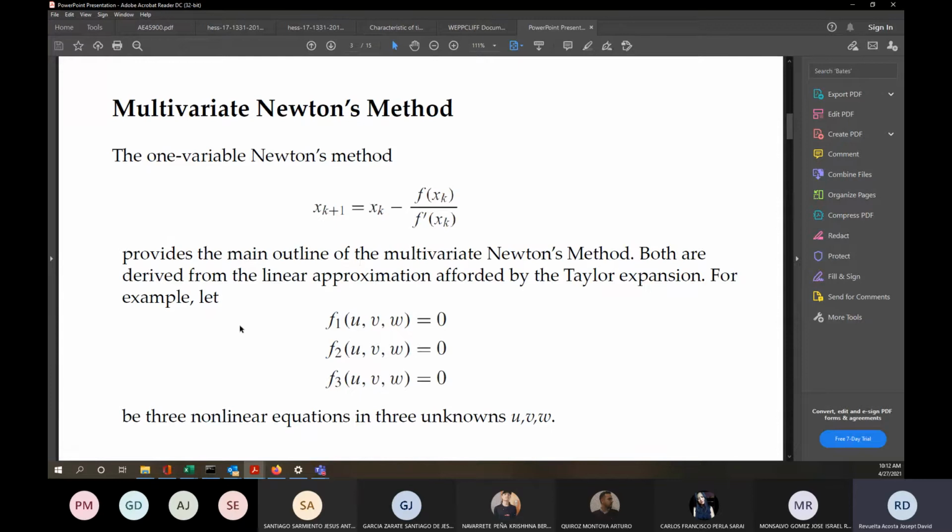For example, we can assume that now the function is a function of three different variables, u, v, and w. And then we have the functions f1(u,v,w), f2(u,v,w), f3(u,v,w) for the three equations. And these three equations are nonlinear and they have three unknowns. That's the difficulty, because even though they are 3 by 3, in a tabular form as we saw before, in general they are not linear. So that increases the difficulty of solving the system.